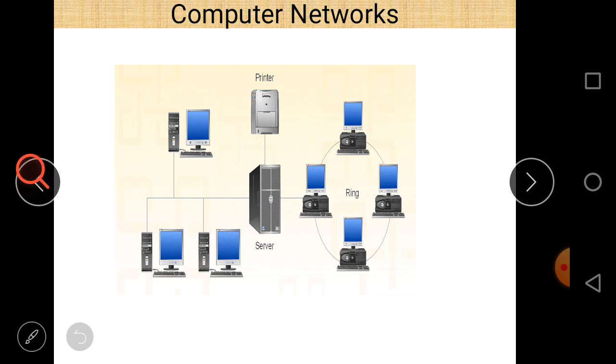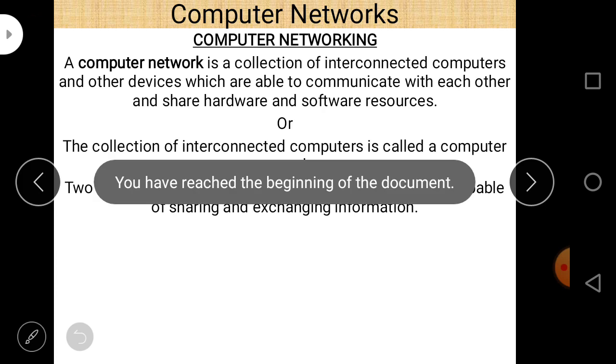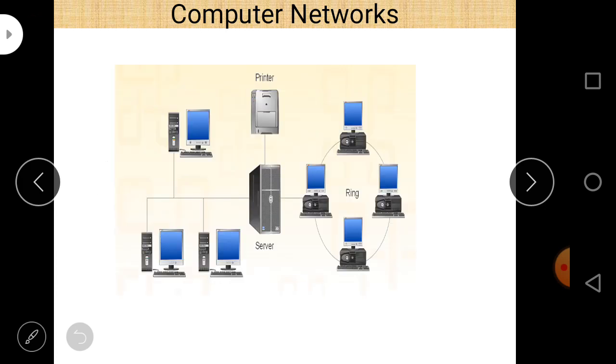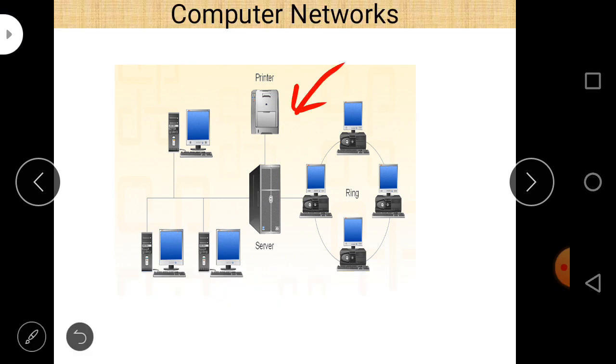Now let us see the definition again. The definition says that a computer network is a collection of interconnected computers and other devices which are able to communicate with each other and share hardware and software resources. So the main purpose of a computer network is to share hardware and software resources. There is a single printer here in this diagram, and if you want to share this printer among these three computers, then we can use a computer network.